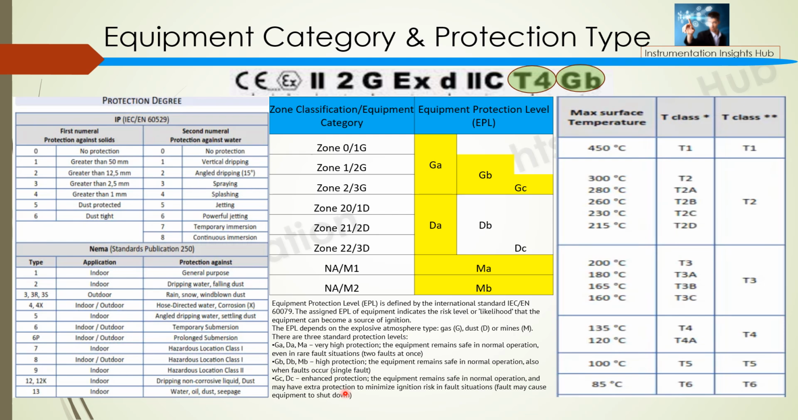You must have heard of IP67, your phone comes with IP61 or something. So this is the protection degree. 6 is dust tight, the first numeral is protection against solids, and the second is protection against water. So this is the ingress protection, the IP number. Protection against solids, dust tight 6, and in water 1, vertical dripping, angle dripping, spraying, splashing, jetting, powerful jetting, temporary immersion, continuous immersion, right?